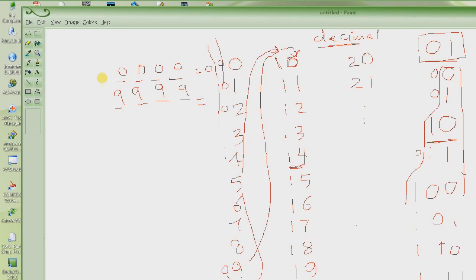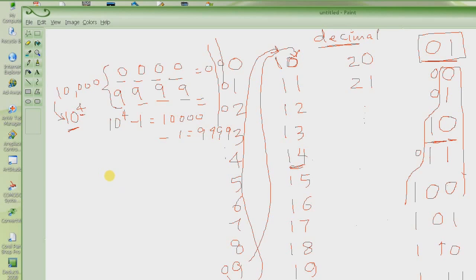So in 4 decimal places, I can go from 0 all the way to 9,999. In other words, these are 10,000 numbers that I can write, which is the same as 10 to the power 4. 10 is the number of digits that we are working with, and 4 is the number of places that we have. This is how we got 10,000 numbers, from 0 to 9,999. The largest number is 10 to the power 4 minus 1, which is 10,000 minus 1, which is 9,999.